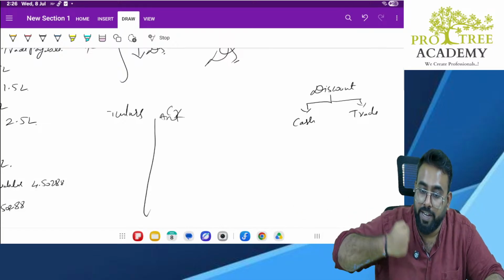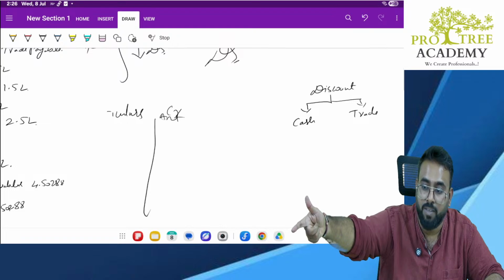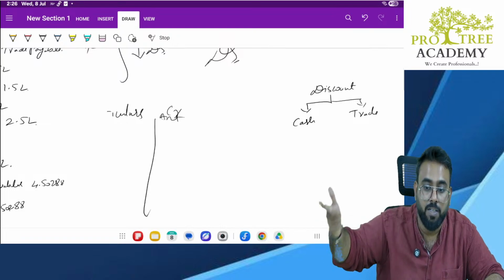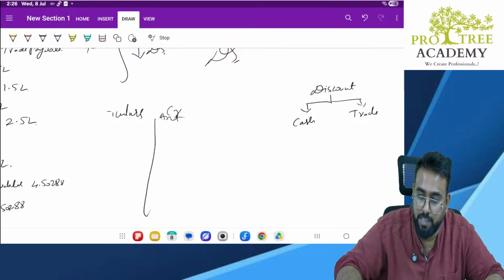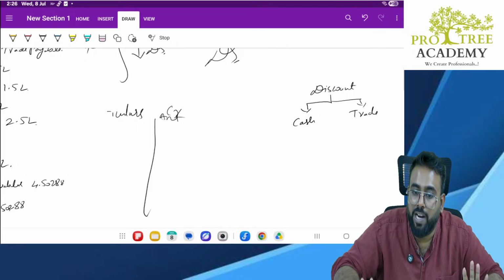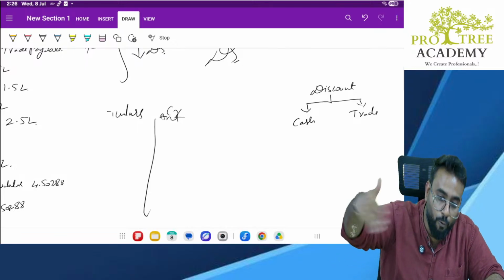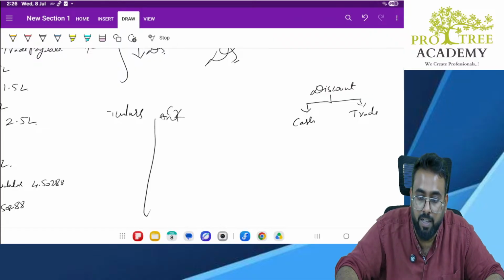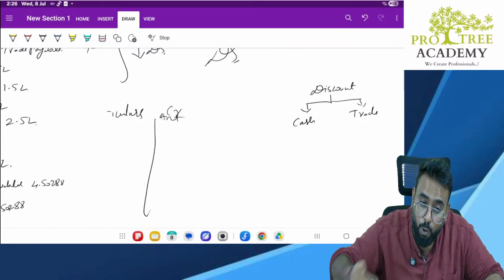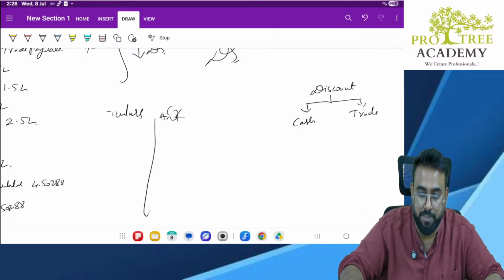So am I not allowing the discount to him? Am I not giving discount to him? So this will become my expenditure. Because you had to collect 10 lakh, but you are collecting only 9.5 lakh. The 50,000 you are foregoing. Correct? So it is your economic benefit outflow. So it is our expenses.